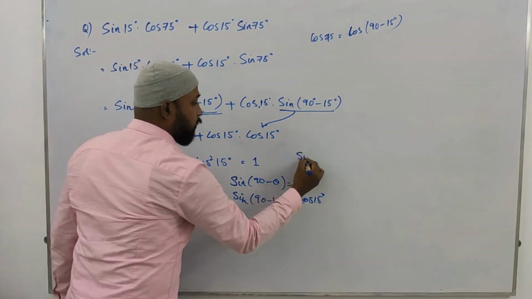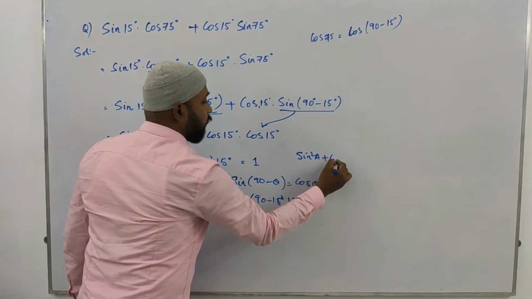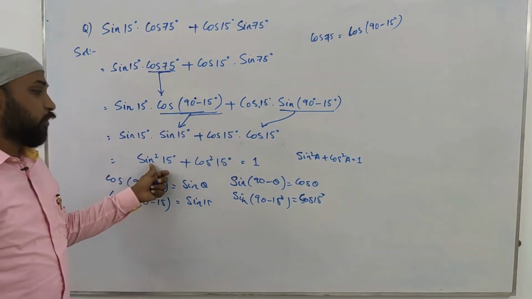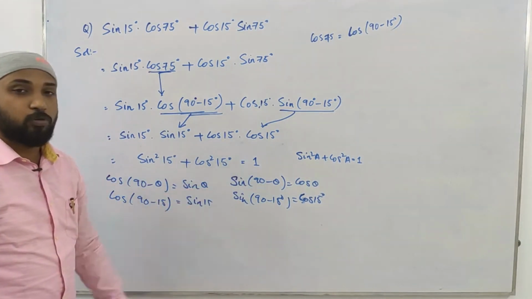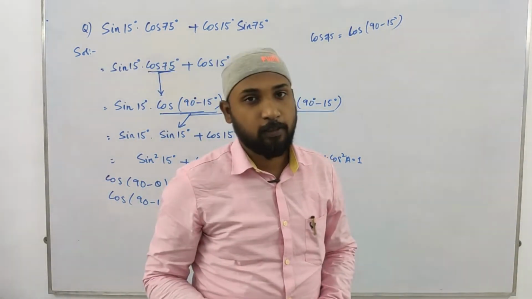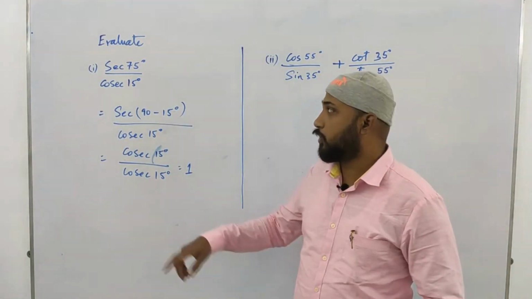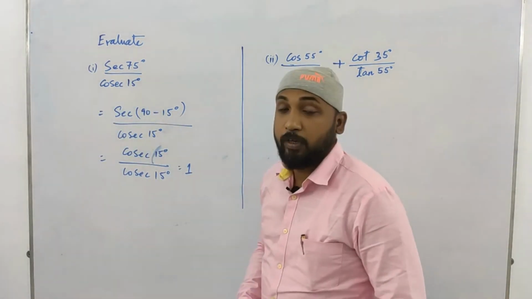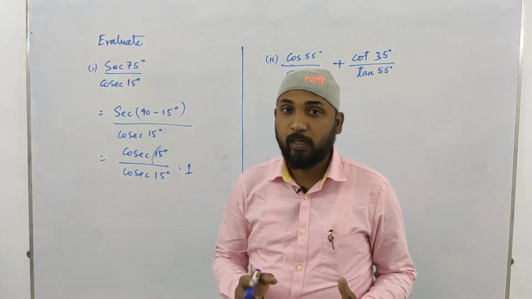And we know that sin²A + cos²A equals 1. So over here, sin²15 + cos²15 will be equal to how much? 1. So we have evaluated this and we got the value as 1. So what we have in this question is sec 75 by cosec 15, and we need to find its value. We need to evaluate its value.